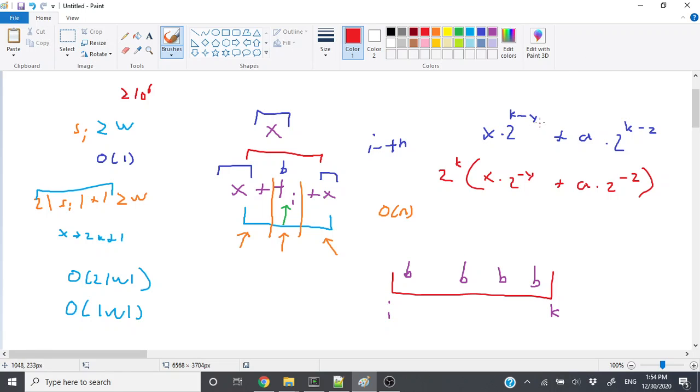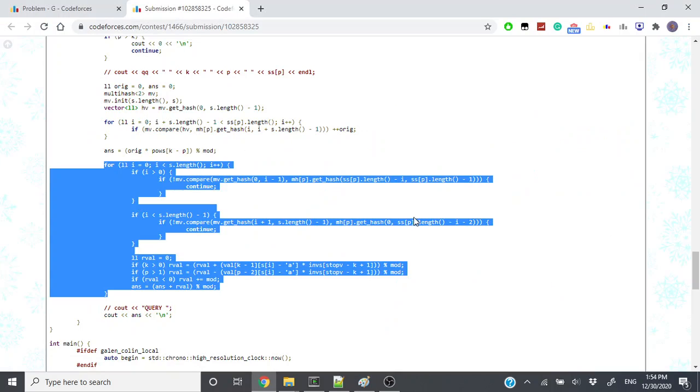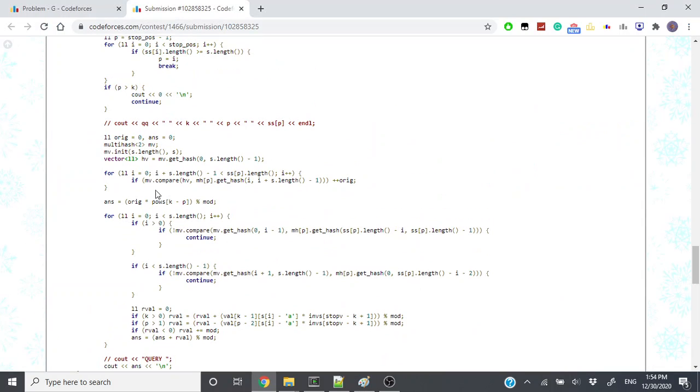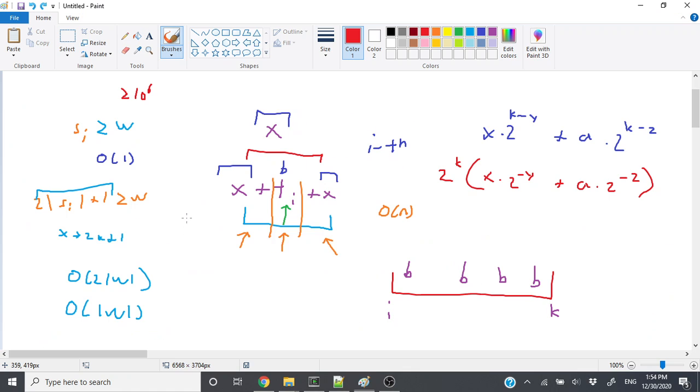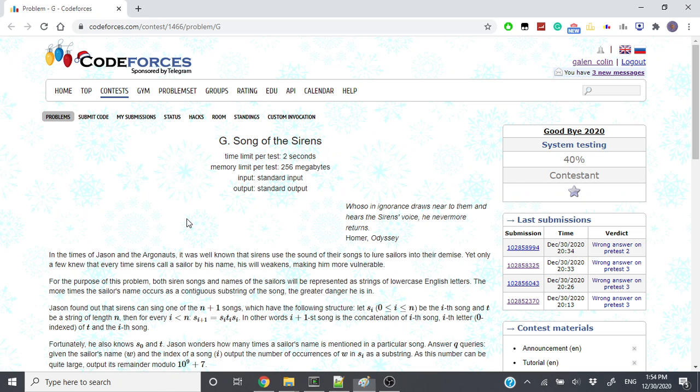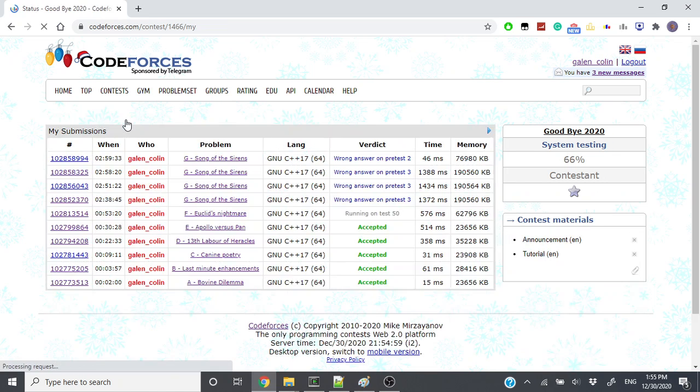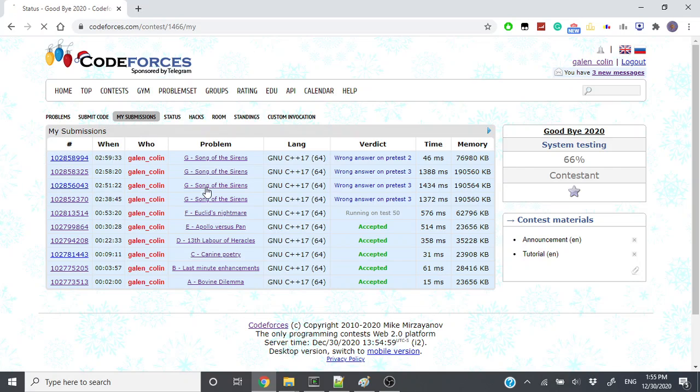I did some other weird thing, like raising them all to some huge power, like 10 to the 6th or something, and then bring them back down later. Not sure if that was the problem. And also, this is just finding the original occurrences. Yeah, I don't know. There was some mistake in my math or code or something. Ooh, running on test 50.